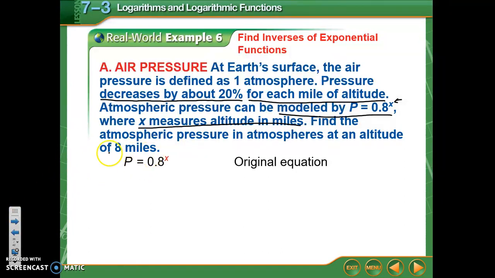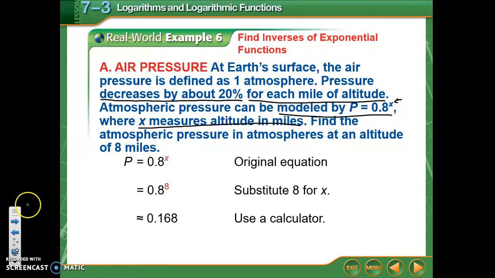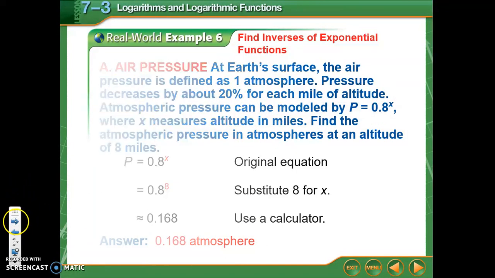Okay, so this is pretty easy. Here's our original equation. I know that x is the altitude in miles. If I'm given an altitude of 8 miles, I just plug in 8. And I use a calculator for this, and I get about 0.168 atmosphere. Okay, because atmosphere here is my unit, and we do not answer word problems without units.